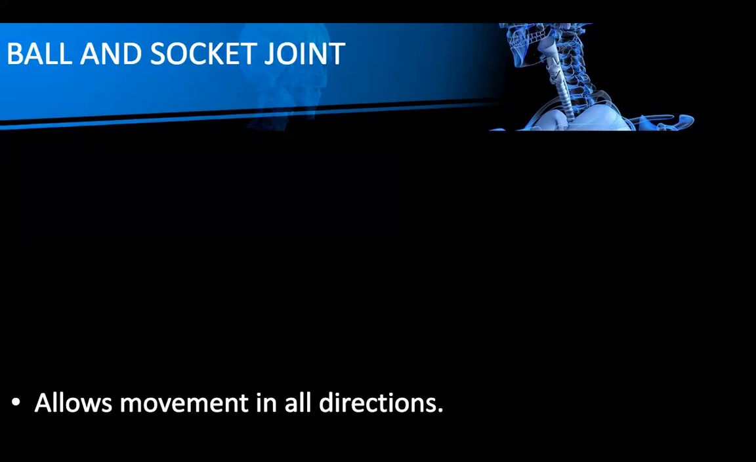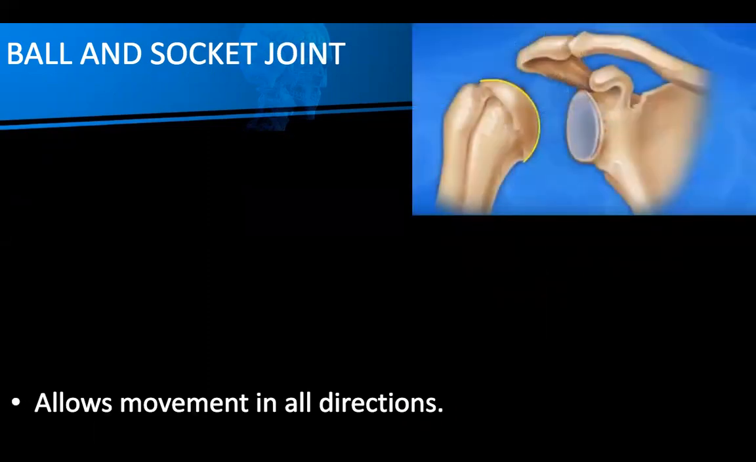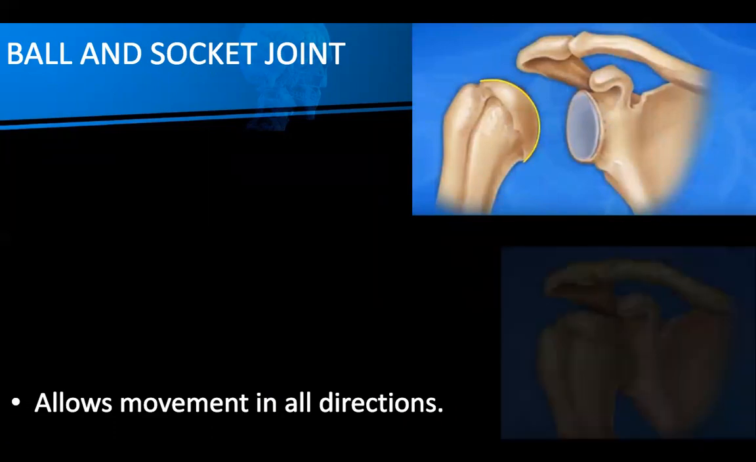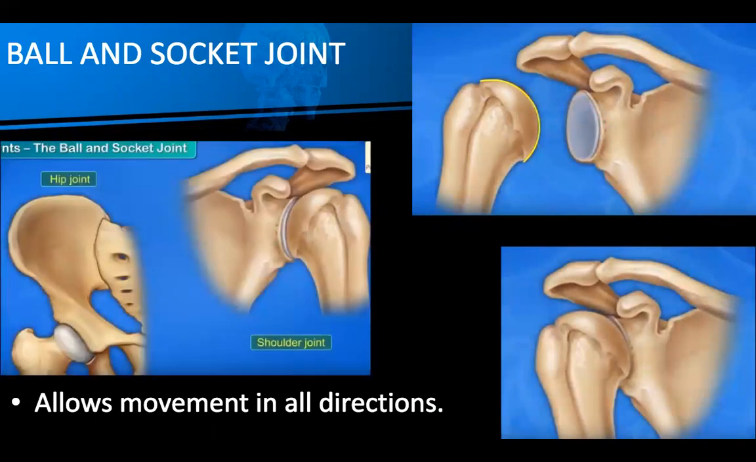Ball and socket joint. This type of joint allows movement in all directions. A ball-like end of one bone fits into the spherical socket of another bone. Our hip joint and shoulder joint are of this kind.